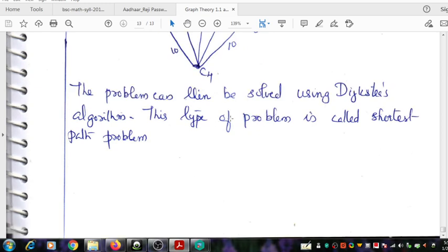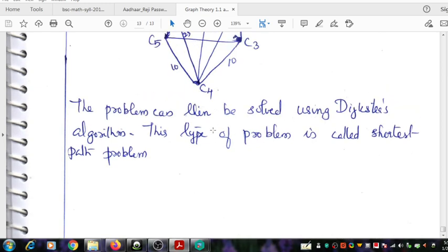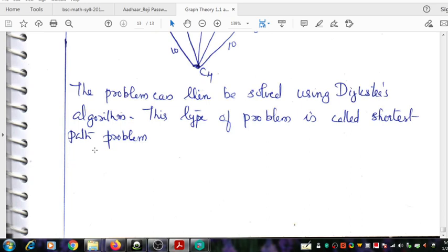Now the problem can be solved using Dijkstra's algorithm. Yes, it's another important topic. We need more time and more preliminary work to explain that, so that is left for another occasion. This type of problem is called the shortest path problem. You should remember mainly that point.